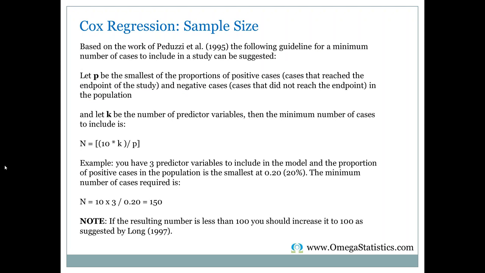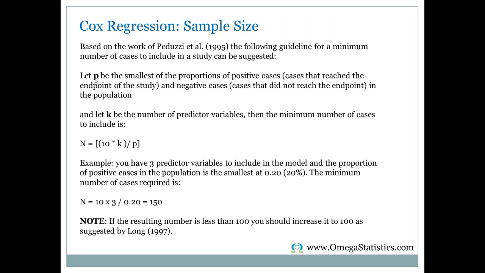Okay, so sample size would be the last thing. That was a big question. How many people do I need to enroll in my study to do a Cox regression? So there's Peduzzi et al. And there was another one, Long, I think. Yeah, Long in 1997. Rule of thumb is at least 100 overall, so you'd have 50 in each group. But according to Peduzzi, he gave this as a guideline.